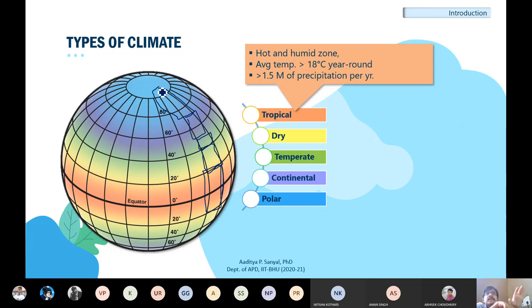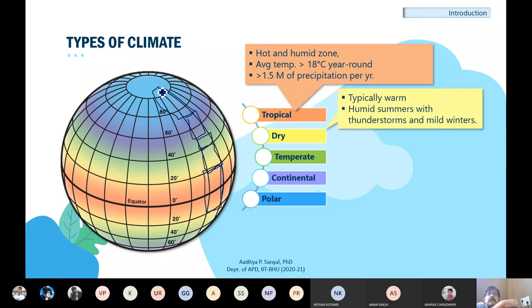So tropical climate has certain characteristics. It is basically hot and humid. Average temperature greater than 80 degrees Celsius all the year. And more than 1.5 meters of precipitation per year. This is the general characteristics.